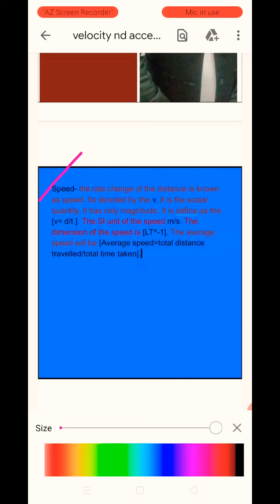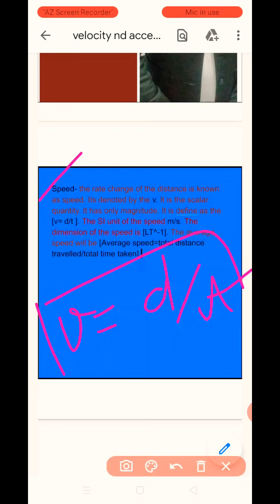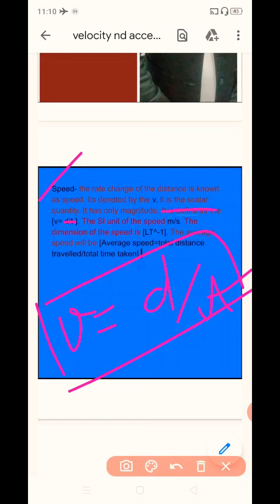First is speed. What is speed? The rate of change of distance is known as speed. It is denoted by v is equal to d upon t. It is a scalar quantity. It has only magnitude. It has no direction.